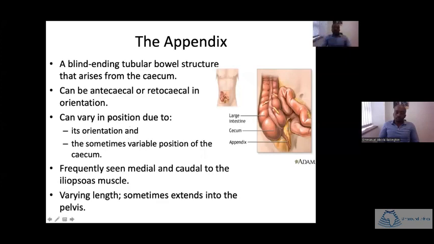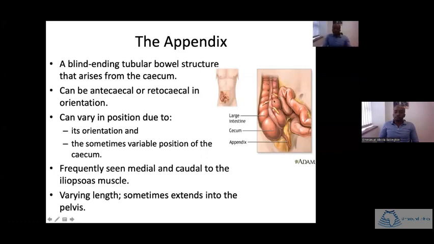And the position of the appendix can vary due to its orientation, ante or retro, or sometimes the cecum itself can be low lying or lie upwards. You can have the cecum hanging a bit higher, which makes the appendix a bit higher, and in some cases, the cecum comes all the way down, and the appendix is well into the pelvis. And some appendices are just longer than the rest. Some literature that I've encountered gives the length of an appendix to be between 8 and 20 centimeters long.